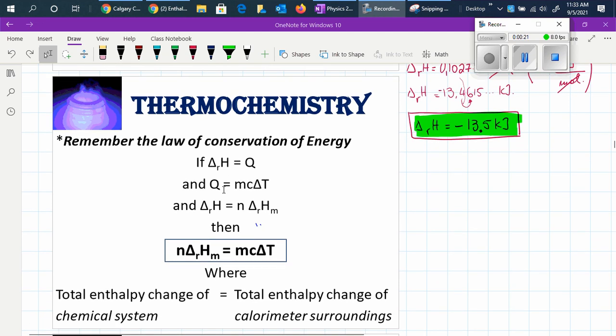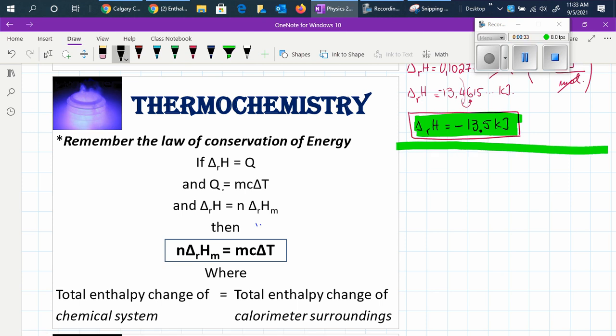Now, let's start with the logic that's behind the calorimeter, because this part of the video is dealing with the calorimeter. The conservation law of energy says that energy is not created and not destroyed, but is transformed from one form to the other. So in the calorimeter, the enthalpy change of the reaction is either absorbed from or released to the surroundings.